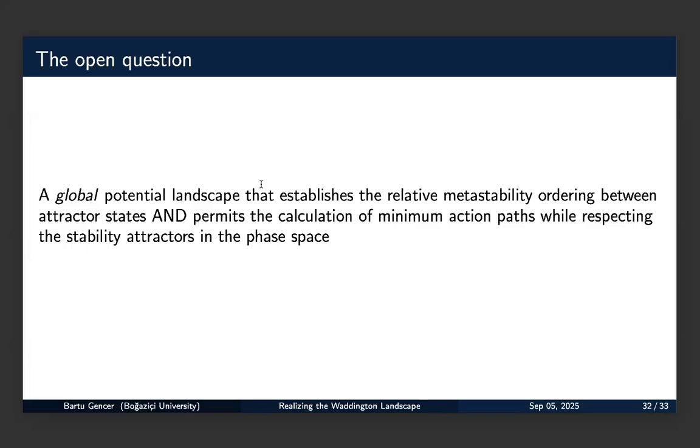So that's it. There's no good ending to this talk because the problem still remains open. There's not a good way to come up with a global potential landscape that, 1, respects the stability condition, 2, provides an ordering, and still allows us to calculate transition probabilities. It is an open problem, and as of yet, no one has found a good or practical way to do it, and that's why I wanted to talk about it.